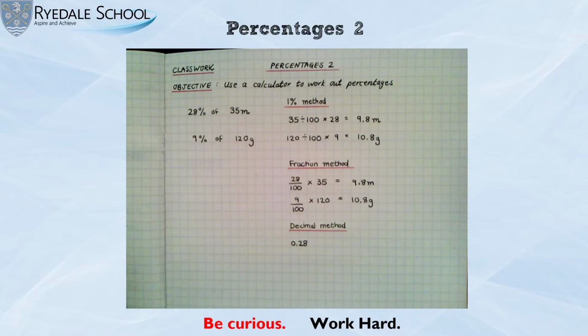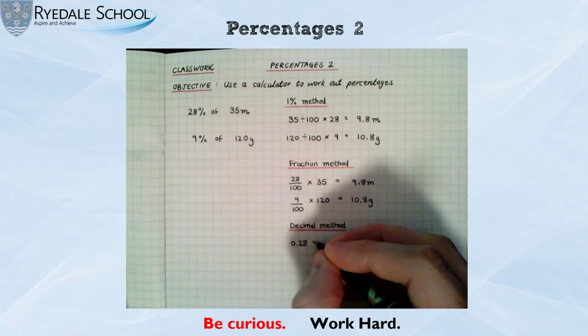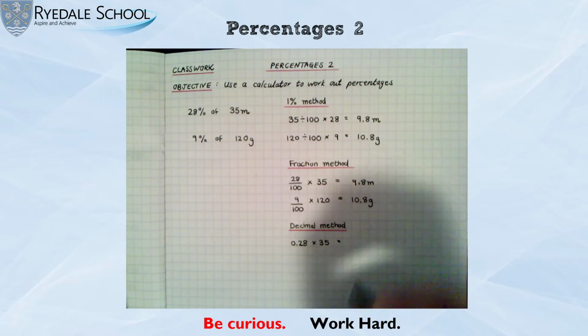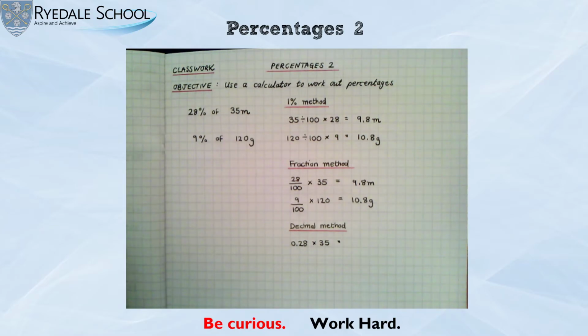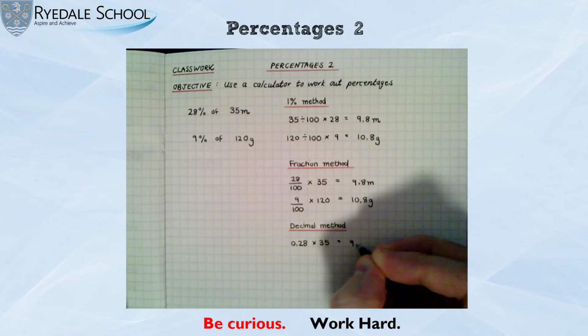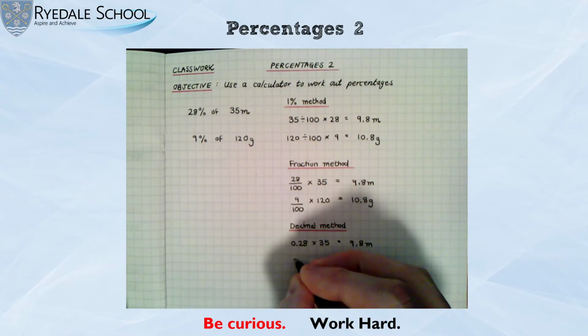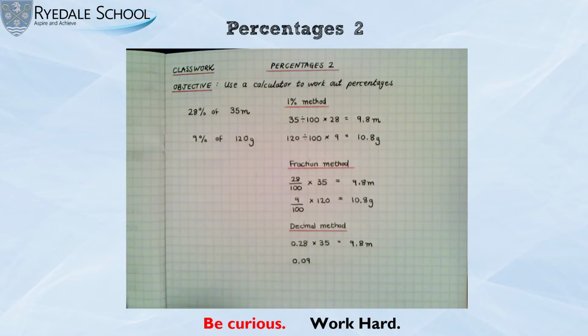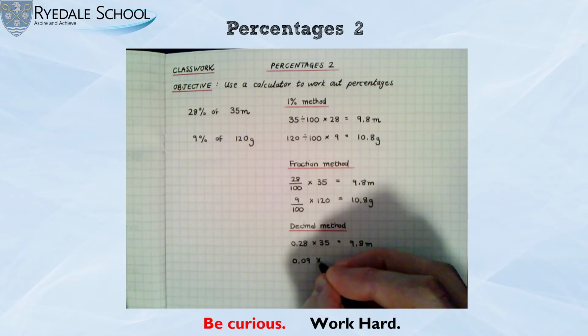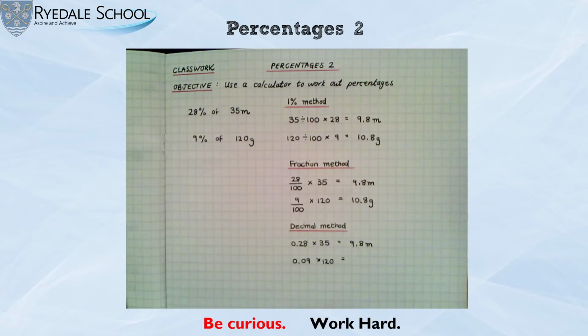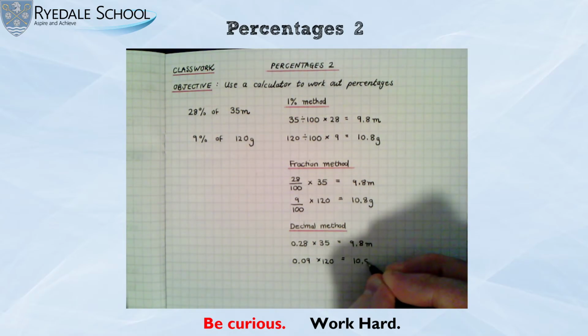So if I'm wanting to work out 28% of 35, I can turn my percentage into a decimal and just multiply by the quantity. So 0.28 times 35, I'm not going to type this one into my calculator, you can check it if you wish, would also be 9.8. Do we know what 9% is as a decimal? It's not 0.9, that would be 90%. It is 0.09. So for this one, I just do 0.09 times 120. And that would also be 10.8 grams.